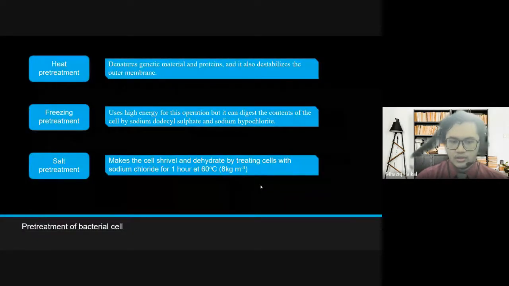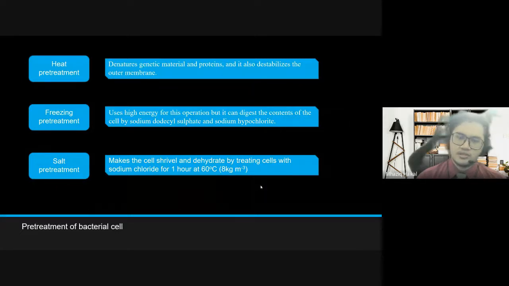All right, so now let's begin with the pre-treatment of bacterial cells. There are actually 4 pre-treatments, but we are going to touch on 3 in this presentation. The first is heat pre-treatment, which is used to denature the genetic material and proteins of the cell. It also destabilizes the outer membrane of the bacterial cell, which makes it easier when we use the extraction method to extract the polymer out of the bacteria.